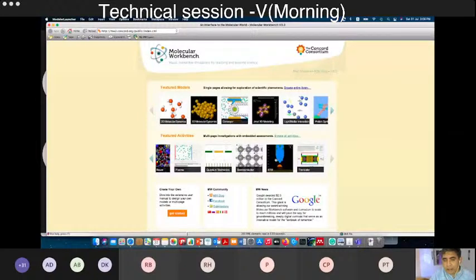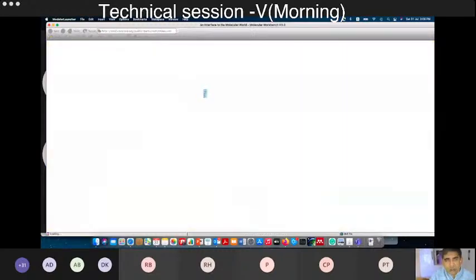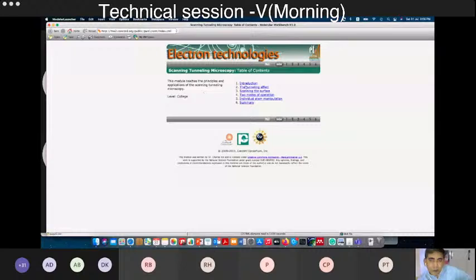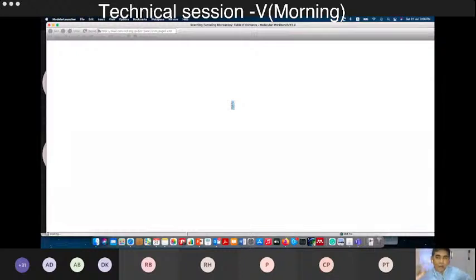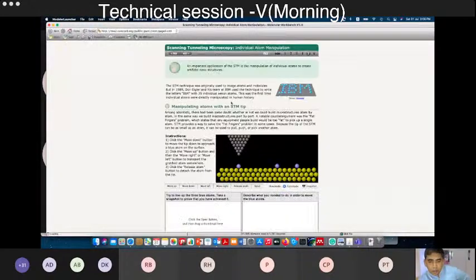This is an STM experiment. STM is a machine to see atoms in nanotechnology. That's why I like to show this machine and how it works. First, individual atom manipulation. We can actually manipulate the atoms here, if you want to write something. So that is a kind of simulation. I hope it will work.